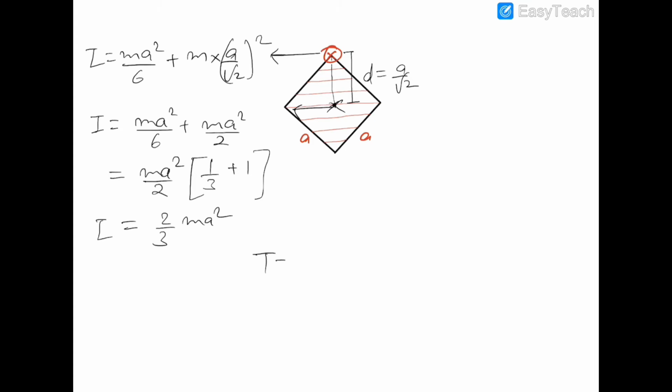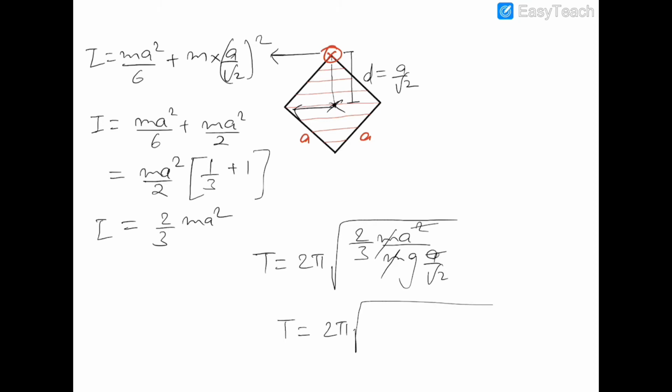So the time period would be 2 pi under root of I by mgd, where I is 2 by 3 ma square divided by mg, and d will be a by root 2. So T will be equal to 2 pi under root of 2 root 2 a by 3g. So this is the required time period of small SHM of this square sheet.